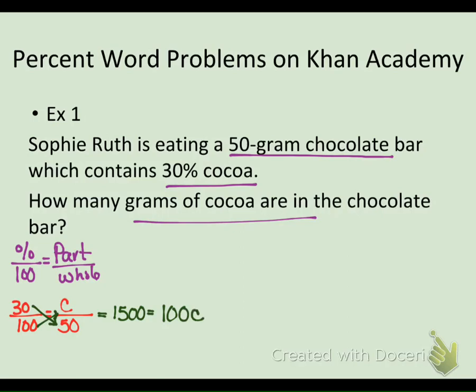100C. And then I solve. Circle my variable. Draw my line of equality. How do I get the C by itself? Divide by 100. So C equals what? 15. Percent. Nah. I mean, not percent. 15. 15 what? Grams of cocoa. So 15, pardon my writing.